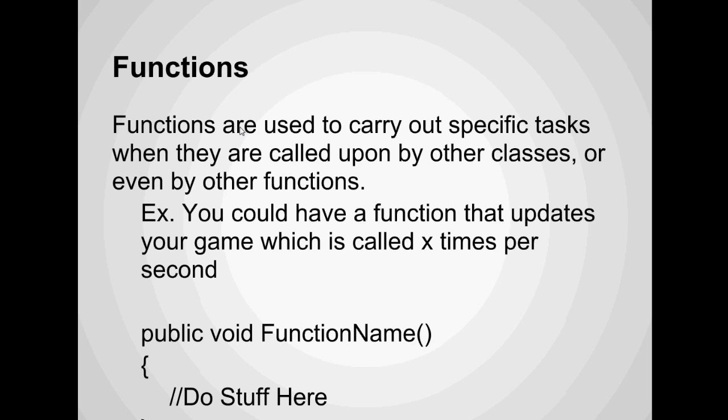Functions are used to carry out specific tasks when they are called upon by other classes or even by other functions. So you could use this to have a function that updates your window X times per second, which is where you get frames per second, and it'd be like public void function name parentheses and then whatever you want to do.